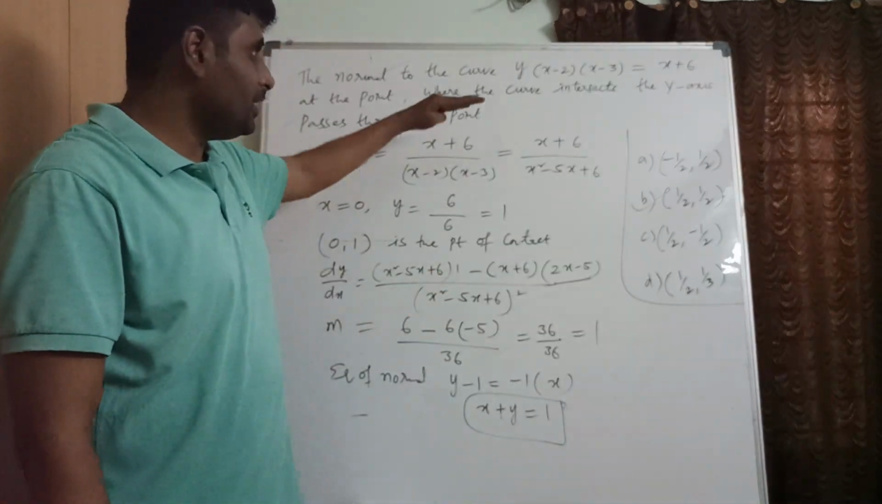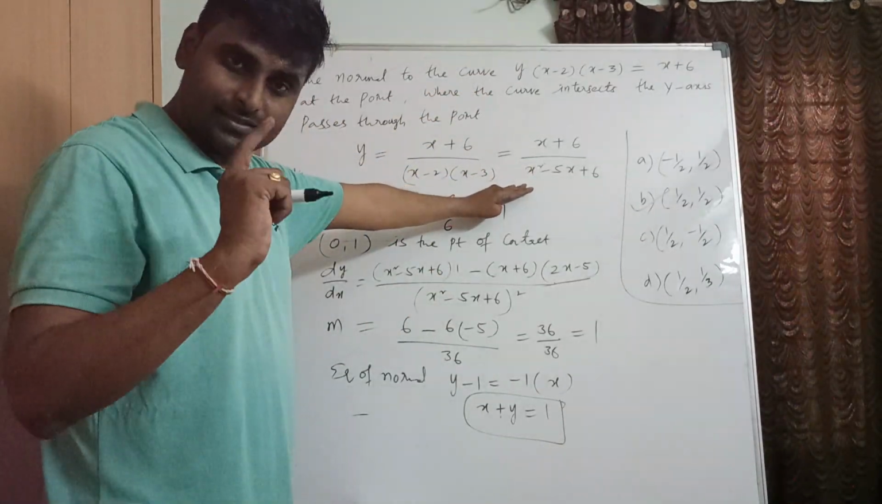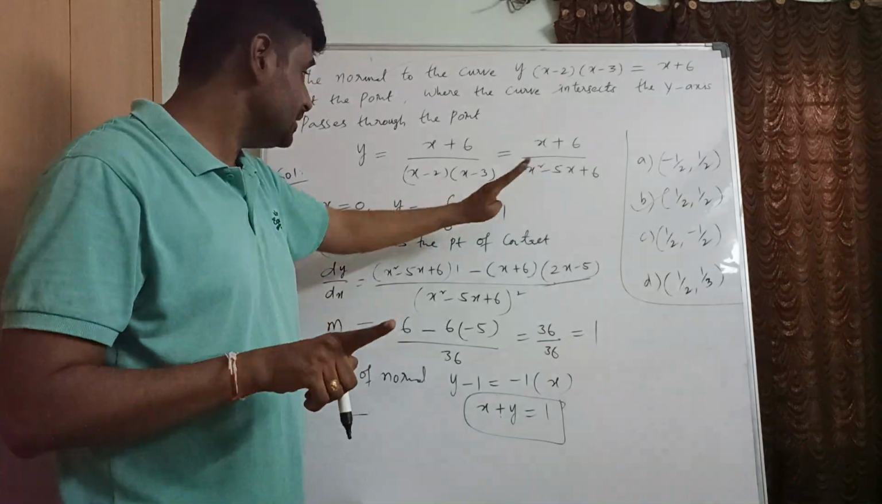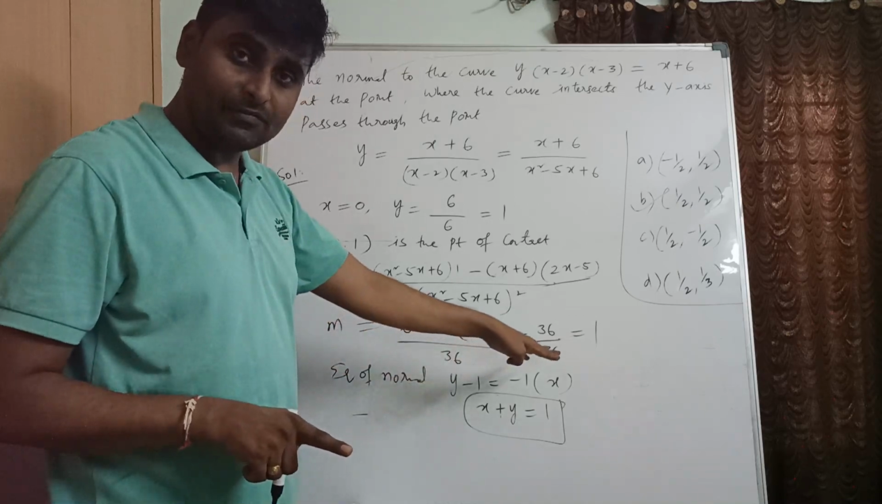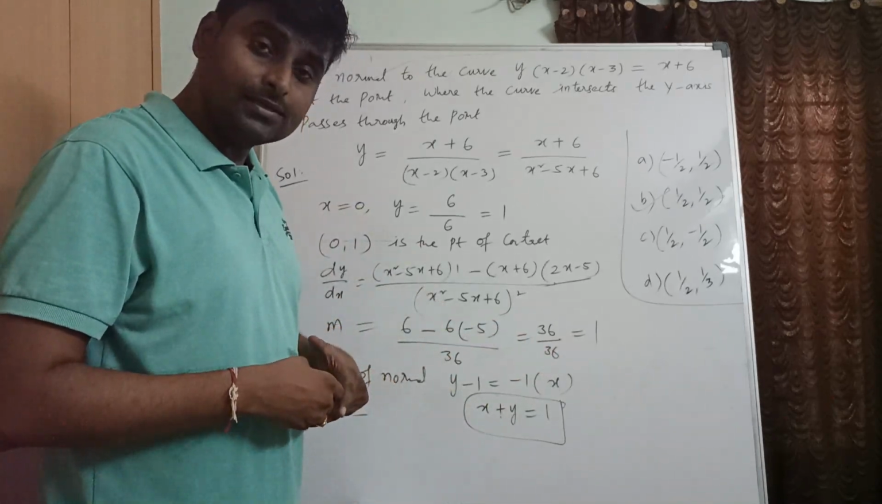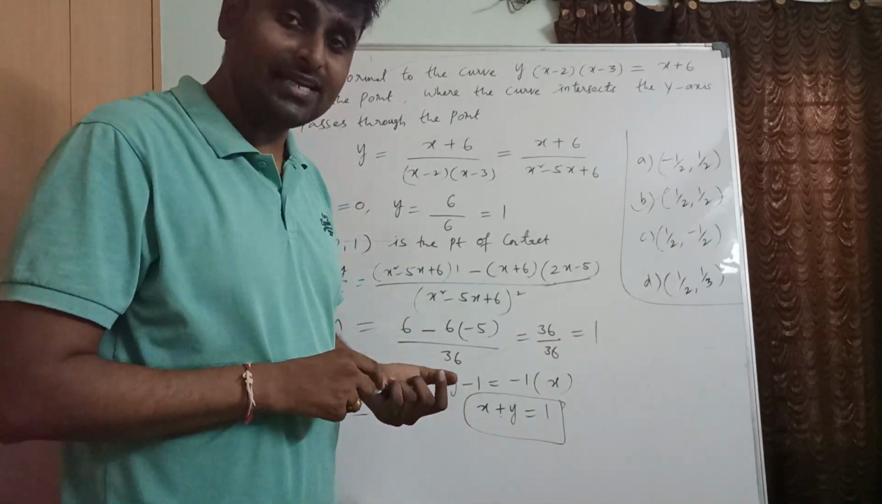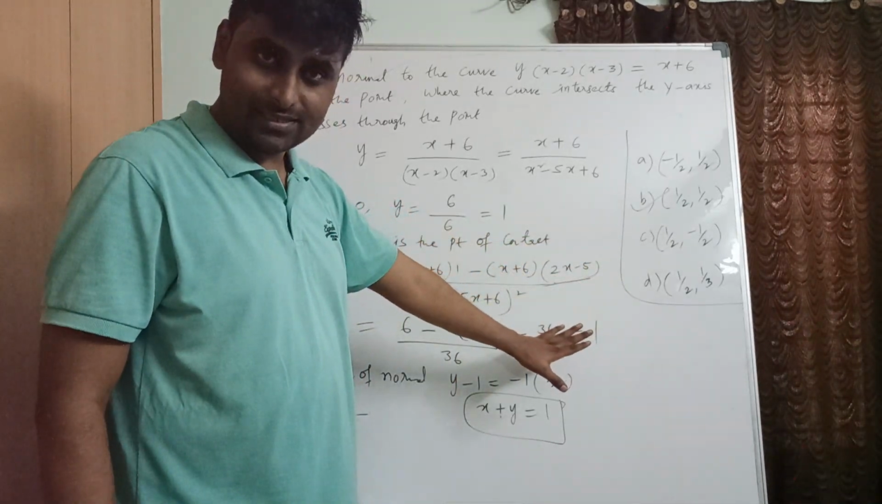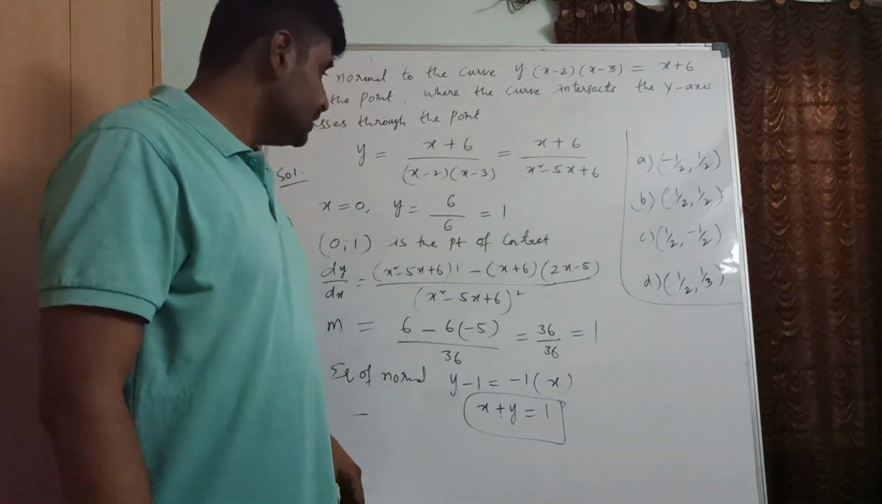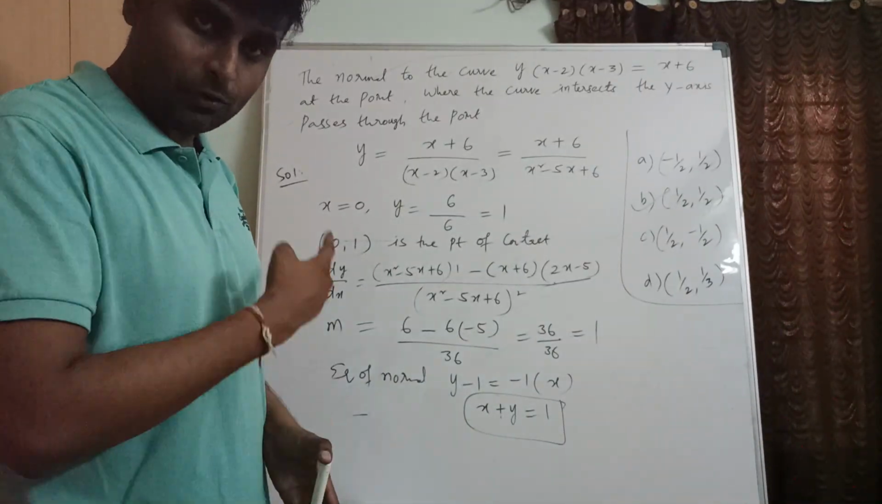Okay? So first of all you have to simplify the function. Then find the point of contact. After getting the point of contact, differentiate, substitute the point. We'll get the slope of tangent, then the slope of normal. So then the equation of normal. Finally in the end, we can verify the option easily to get the answer. Clear? So hope you understood. Make a note of it.